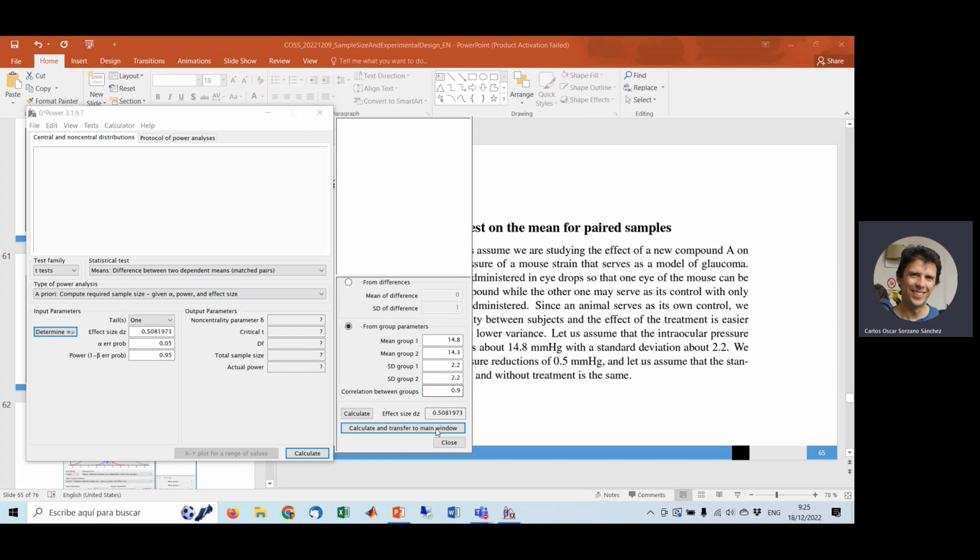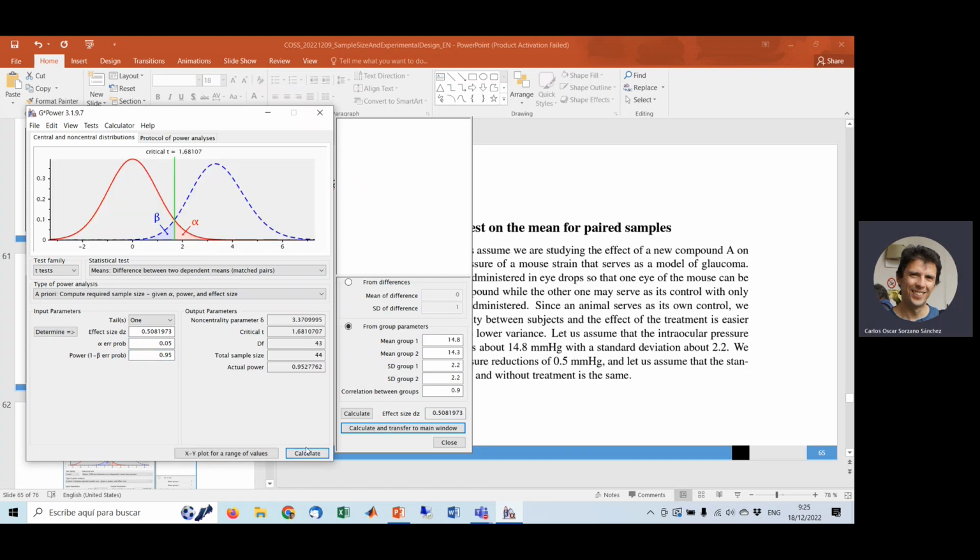Okay, so now we calculate the normalized effect size, transfer it to the main window, and here we have the probability of having false positives, the probability of making false negatives, and we can calculate this sample size. So we will need 44 animals that will give us 43 degrees of freedom, and there is a critical T that is 1.68. So we will perform our experiment. We will calculate the T, there are formulas for that. If the T that we calculate is beyond 1.68, we would reject the null hypothesis.